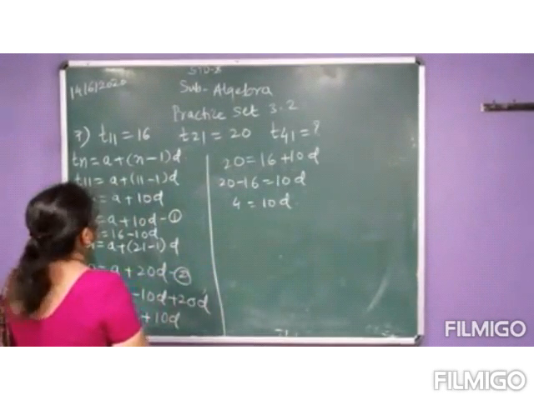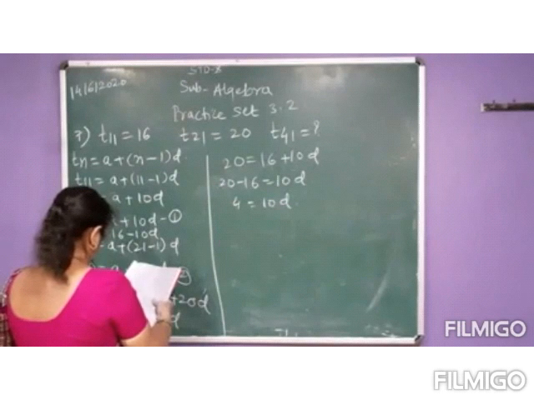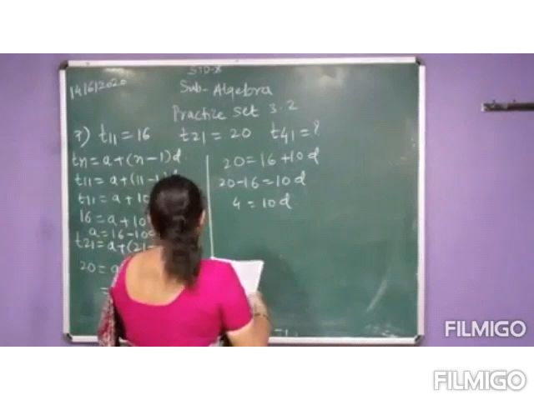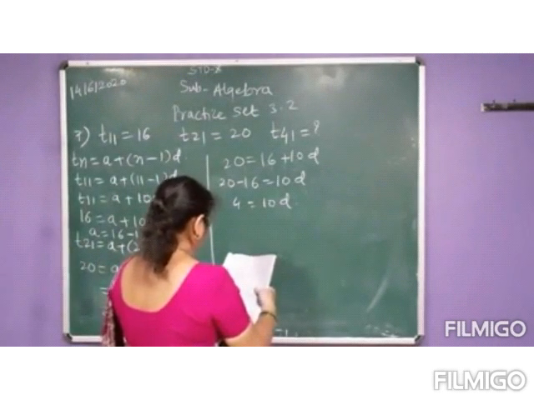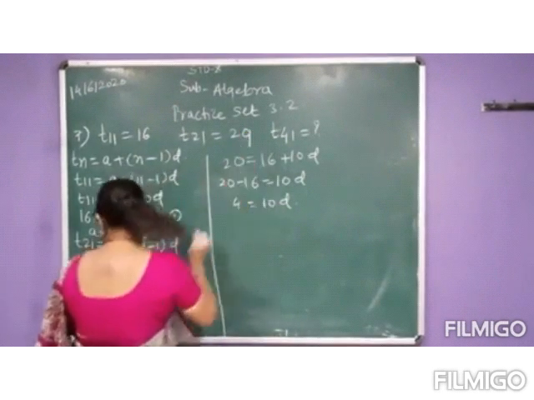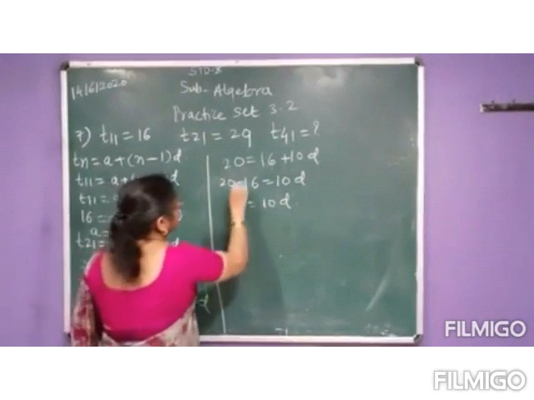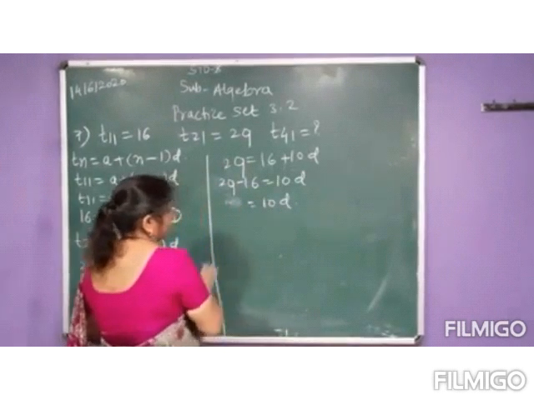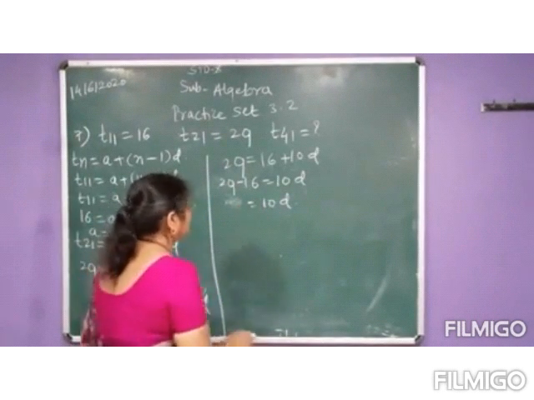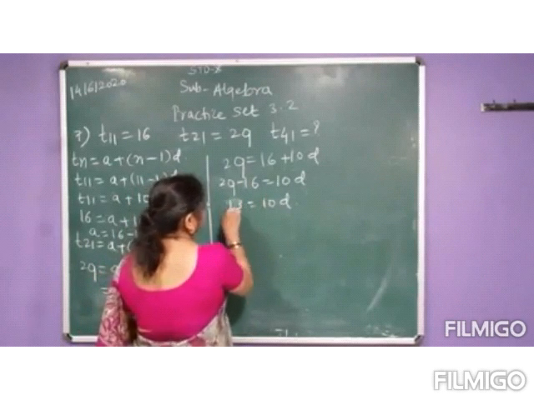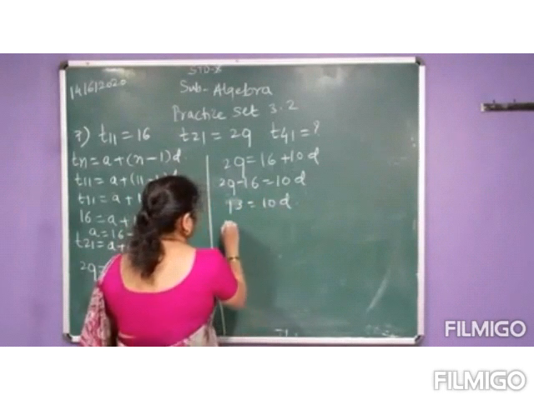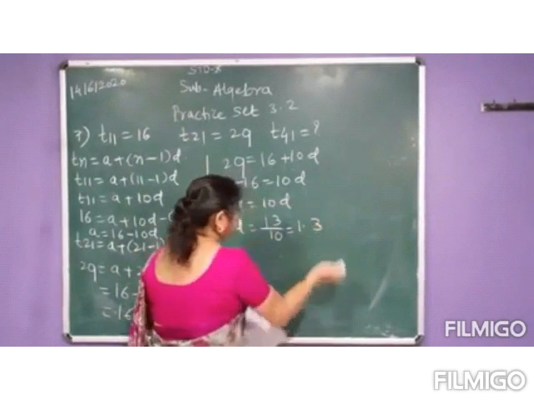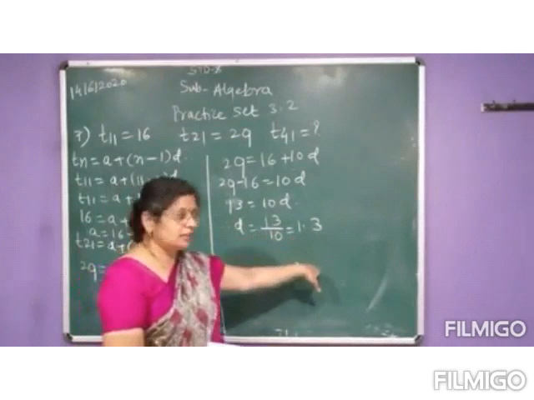A is equal to what? 16 only is given, no? Sorry, this is 29. So 29 minus 16. How much? What is the answer? 13 is equal to 10D. Therefore, D is equal to 13 upon 10. That is 1.3. Or you can write 13 upon 10.